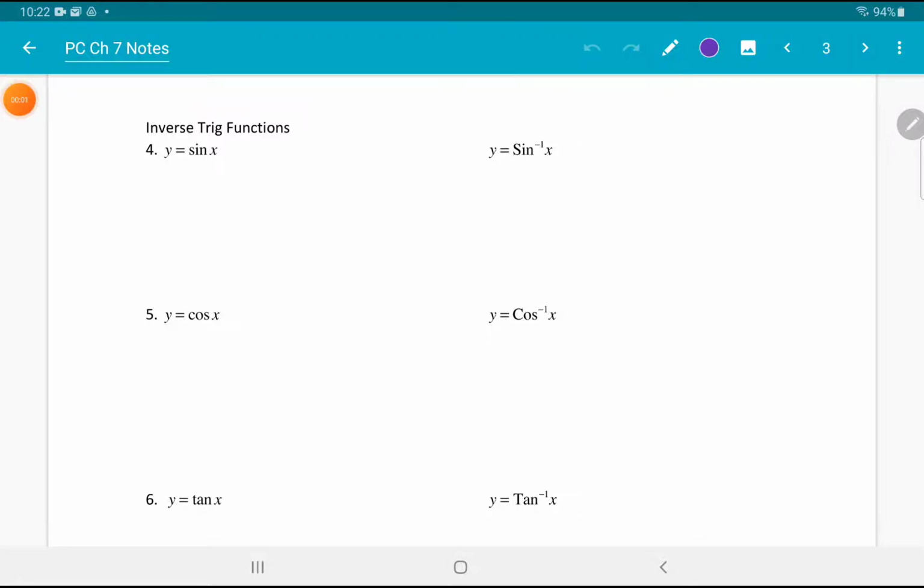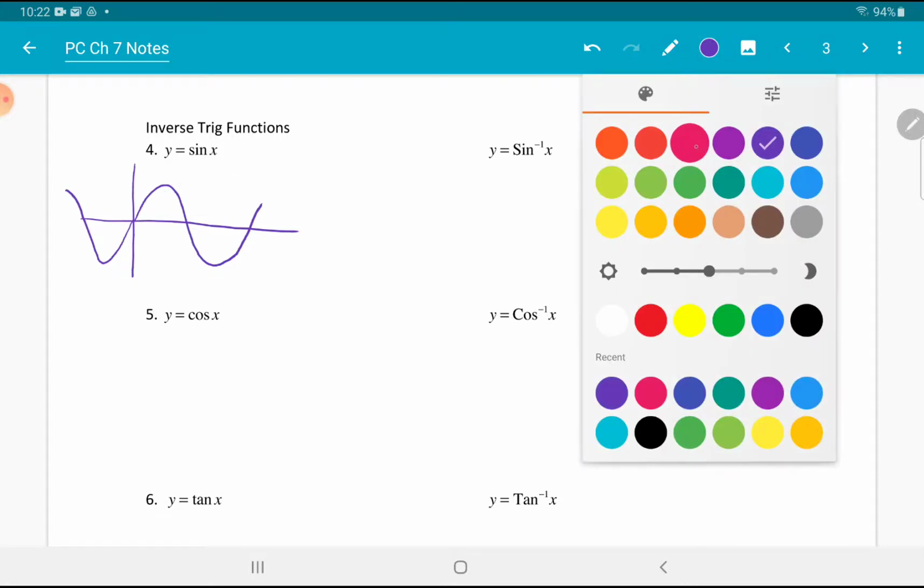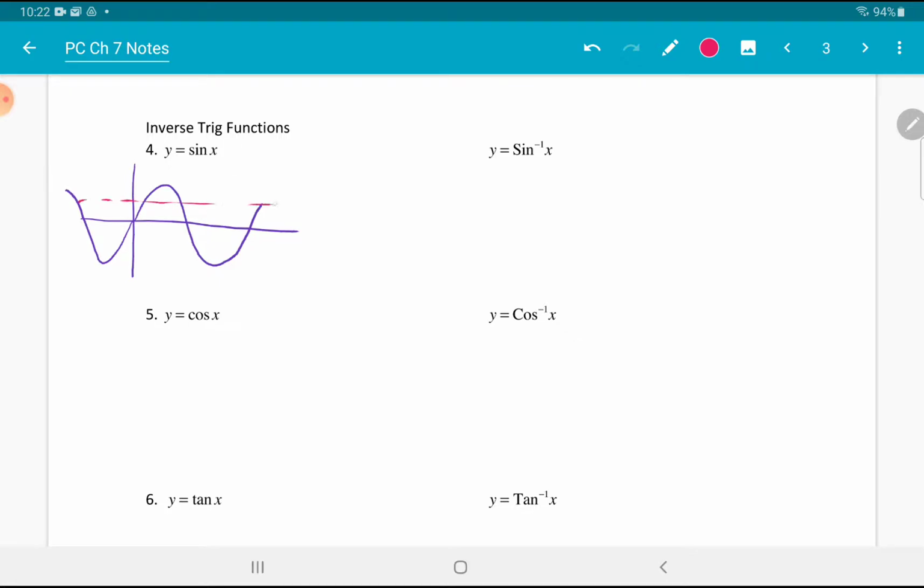Let's take a closer look at the inverse trig functions and their restrictions. As we have already seen, y equals sine of x. If we think about its graph, here's the original graph. We know that this particular function does not pass the horizontal line test. We see that we get intersections there, and therefore we need to restrict the domain.